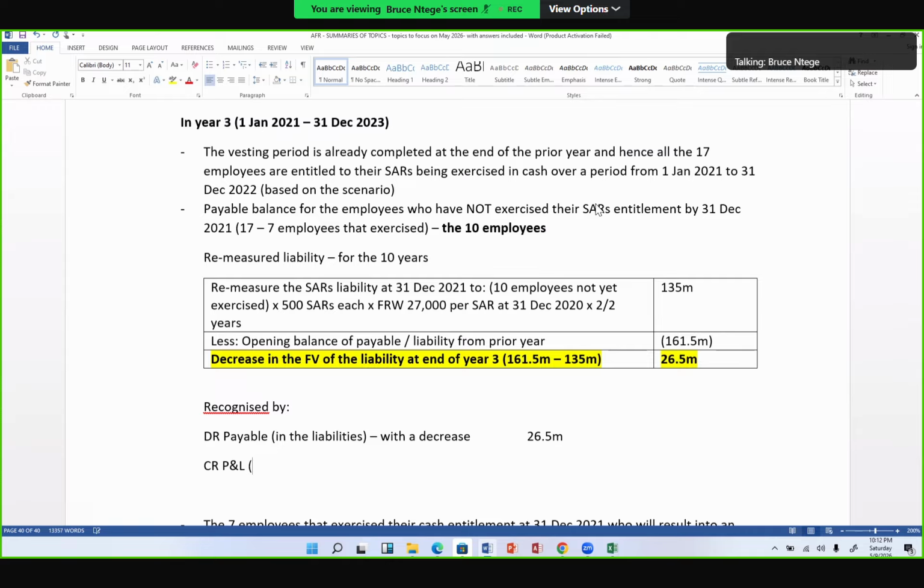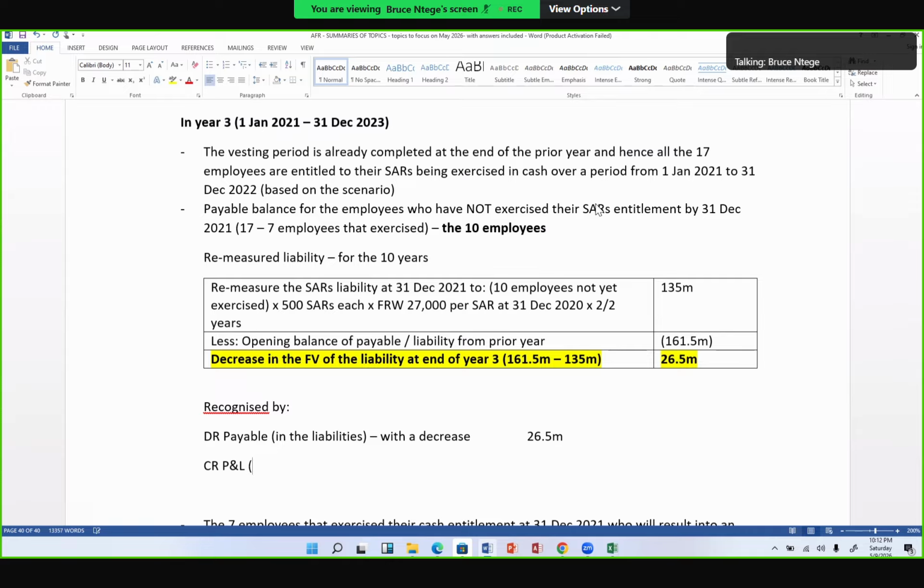So the 10 employees help me remeasure the liability for the payable balance I still have for them. The 7 employees who have taken their cash, I'm going to compute the additional expense. So how do we compute the additional expense? I'm going to use the intrinsic value. So we shall say that here, the additional expense is computed as, let's do the calculation.